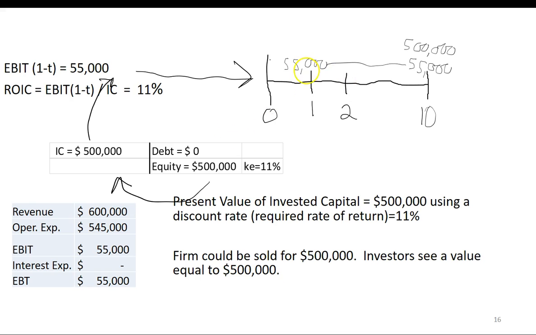And at this point, no value is created, no value is destroyed. The value of the expected future cash flows is equal to our invested capital, the money that we put in of $500,000.